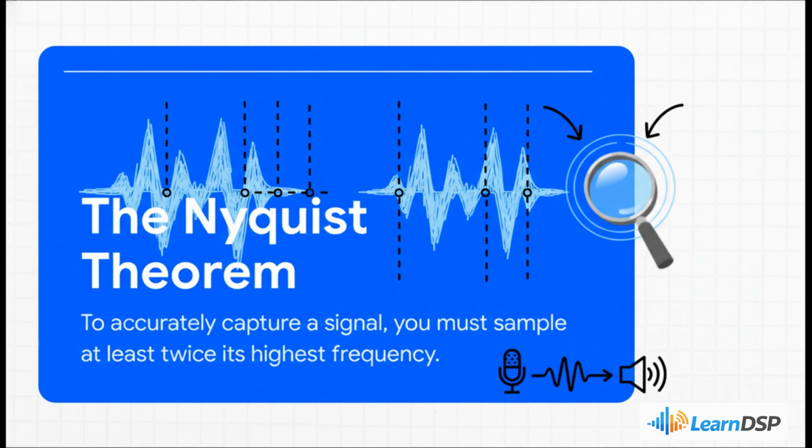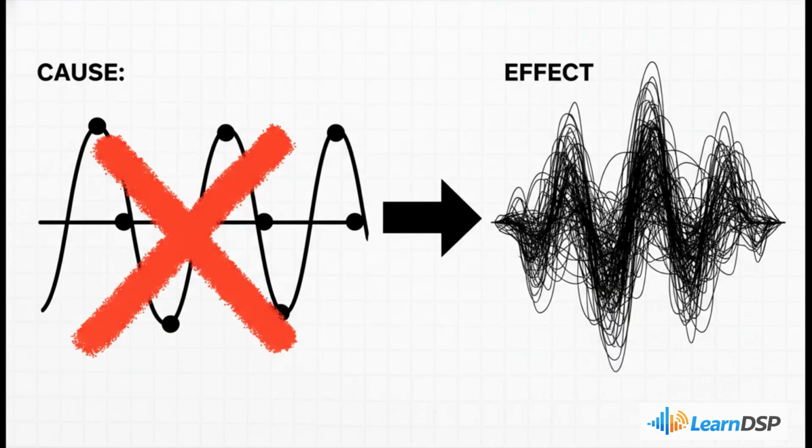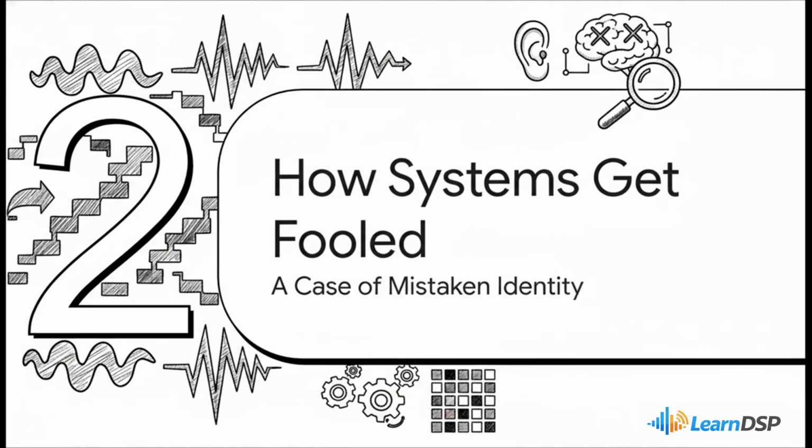No exceptions. And I really want to stress, this is not just a suggestion. If you violate the Nyquist rule, aliasing will happen. It's not a maybe, it's a certainty. It's a direct, unavoidable consequence of sampling too slowly. You can think of it as a fundamental law of digital physics. Okay, so how does a digital system actually get fooled into hearing the wrong sound? Let's get into exactly how this whole case of mistaken identity goes down.